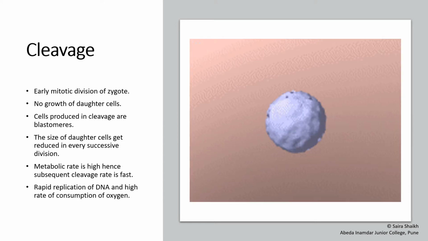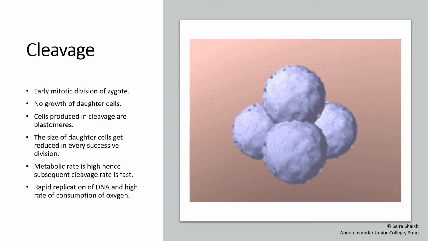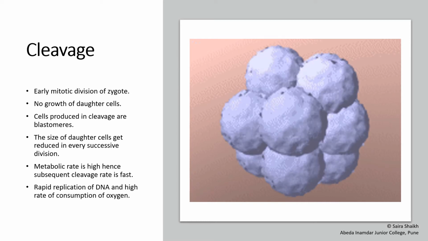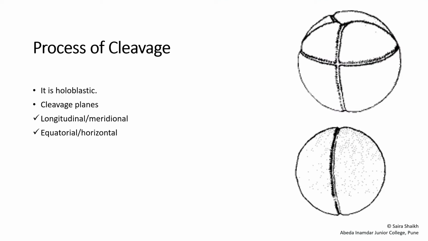Look at this animated picture. We can see how the cleavage is taking place in the zygote. Let us see how this cleavage process is completed in the zygote. The cleavage is holoblastic, meaning the entire zygote is divided by the cleavage planes. There are two planes in the cleavage, longitudinal and equatorial. In the longitudinal plane the zygote divides vertically, and in the equatorial plane the zygote divides horizontally.